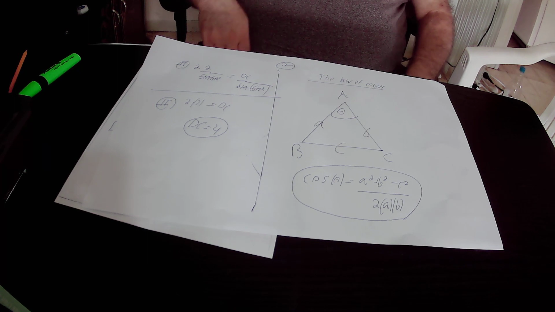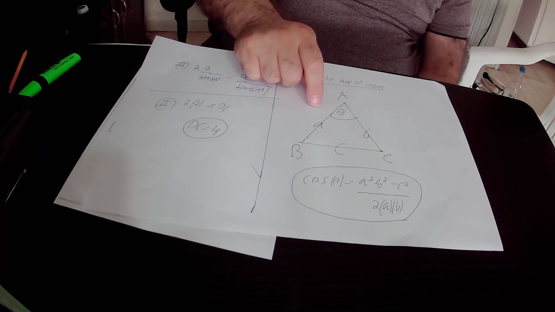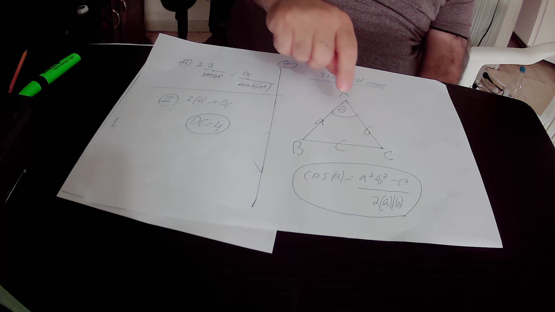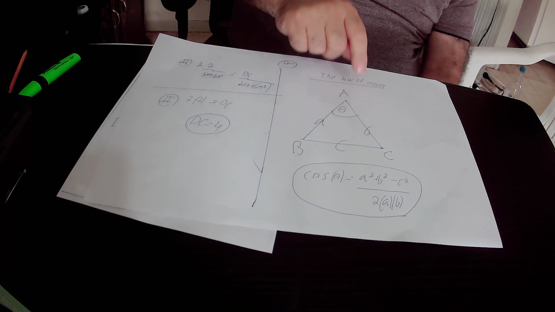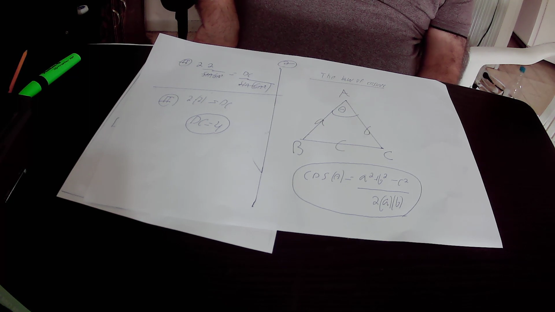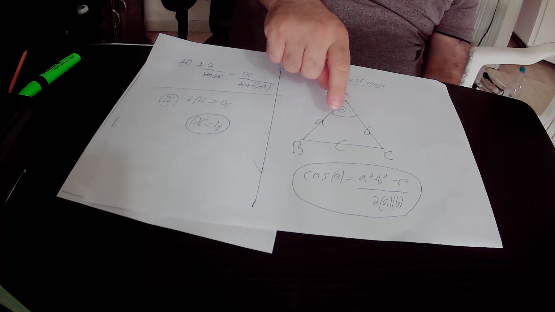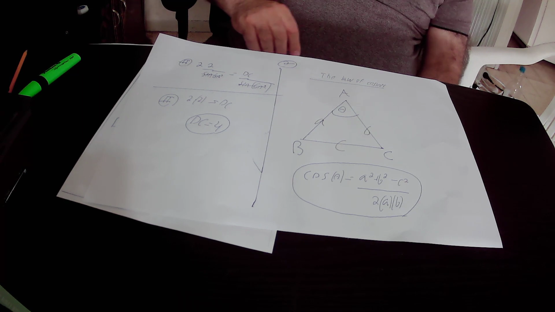According to the law of cosines, if you have triangle ABC that could be any triangle, the length of side AB is A units, the length of side AC is B units, and the length of side BC is C units. Then, according to the law of cosines, we get that cosine theta equals A squared plus B squared minus C squared over 2 times A times B.